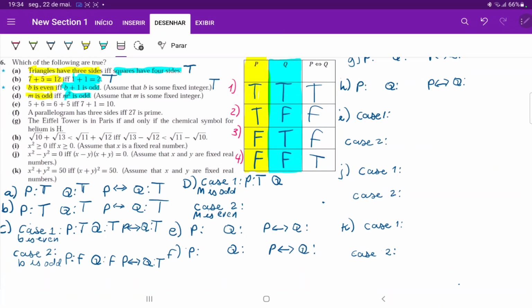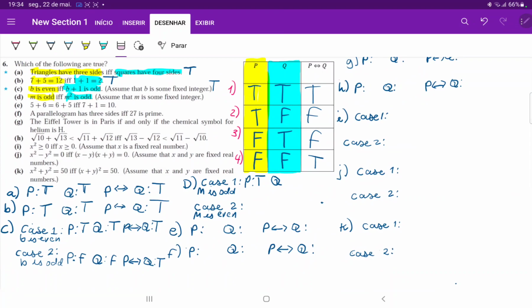Yeah, so if m is odd, p is true and q is also true, right? Because m squared is going to be true. Therefore, the biconditional is also true. And we have this by row number 1, or true, true, true.